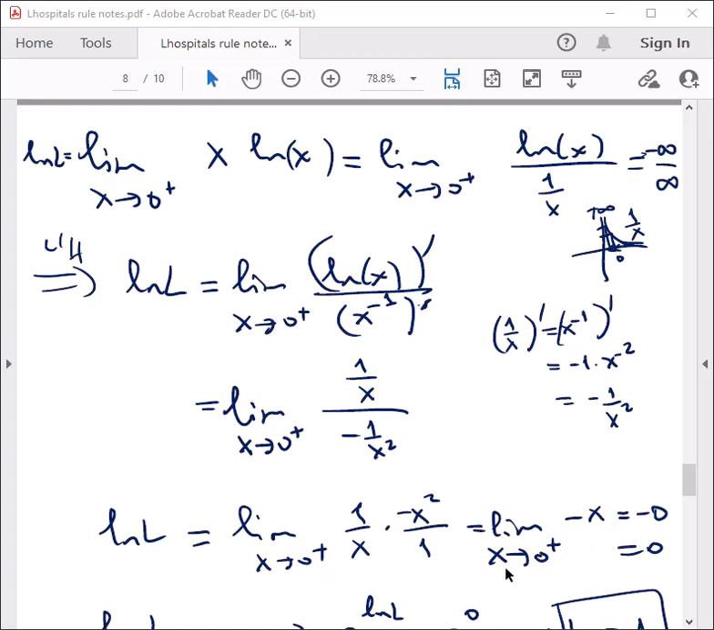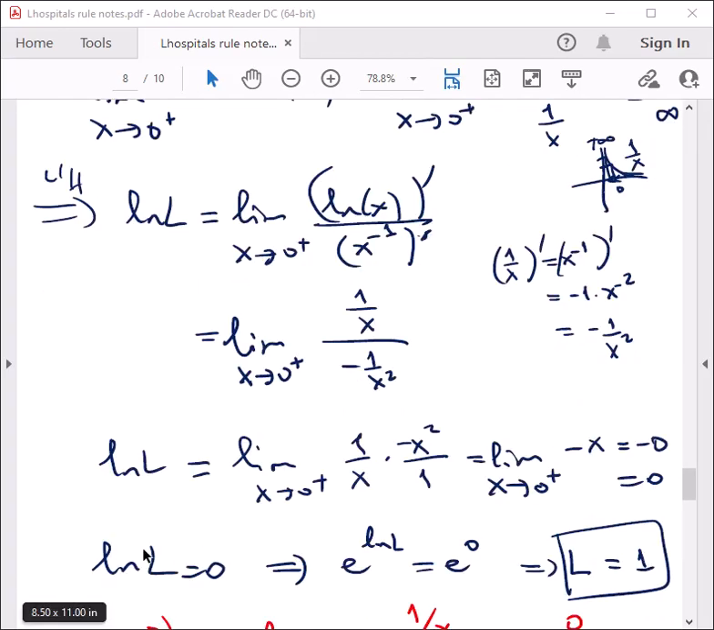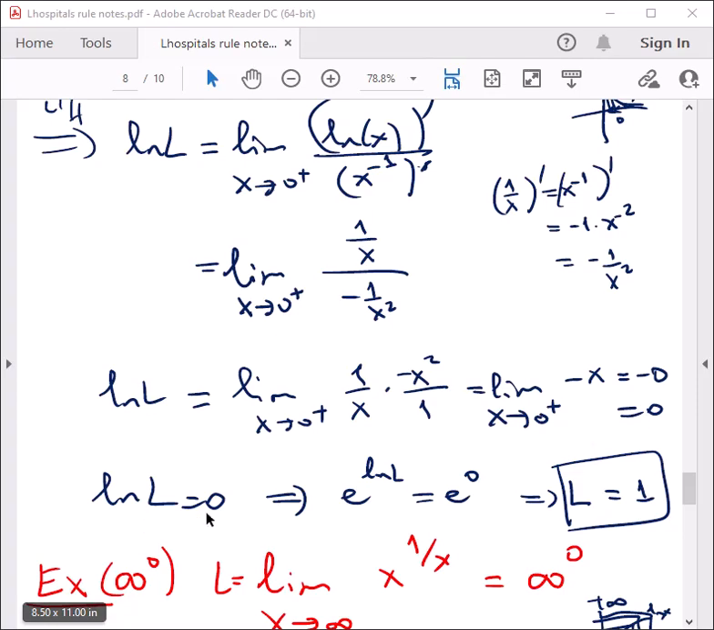Now take the limit as x goes to 0. Minus x goes to minus 0, which is 0. But remember, this is ln of the limit we are trying to find. So if ln of L is 0, then take this equation ln of L equals 0 and write it as a power of e. So e to the ln L equals e to the 0. Remember, the exponential function e and ln are inverses. So e to the ln L will simplify to L, and e to the 0 will be just 1. So the answer, our original limit, is equal to 1.